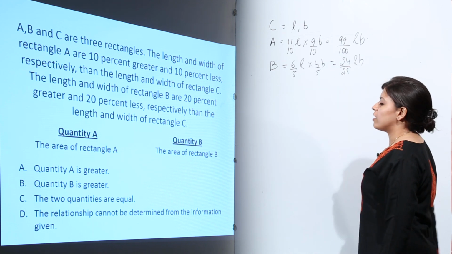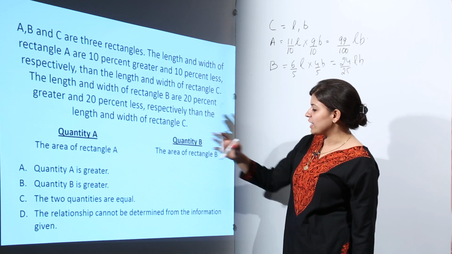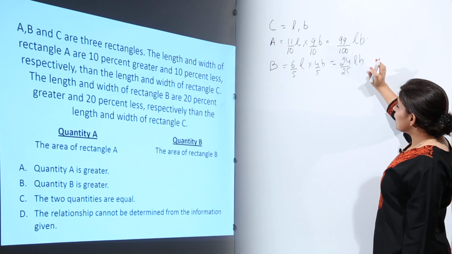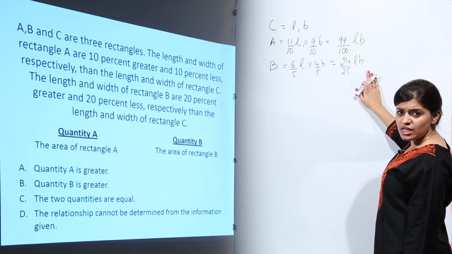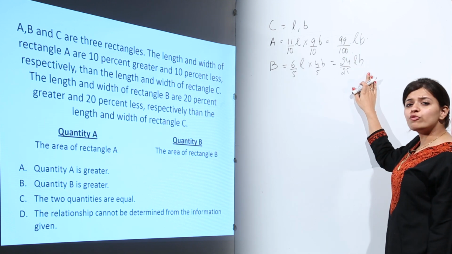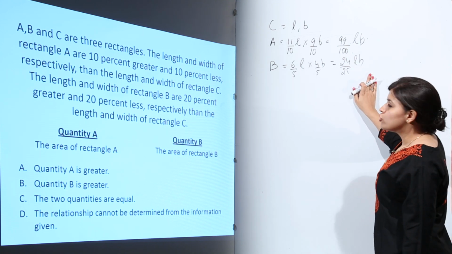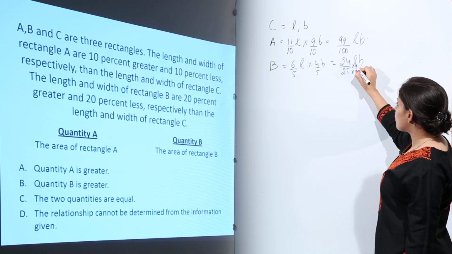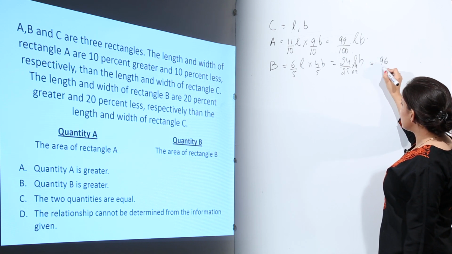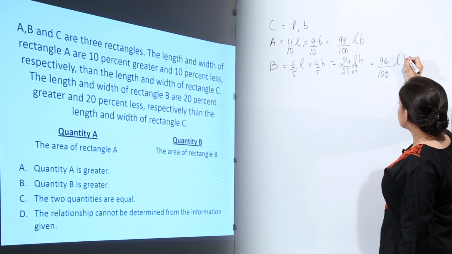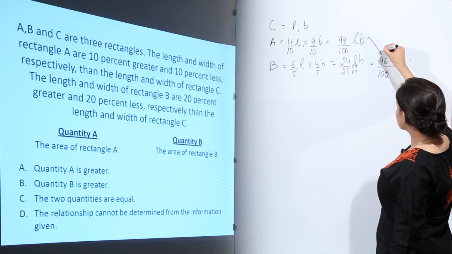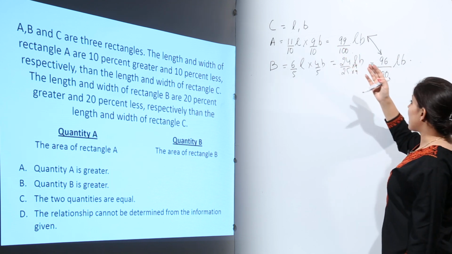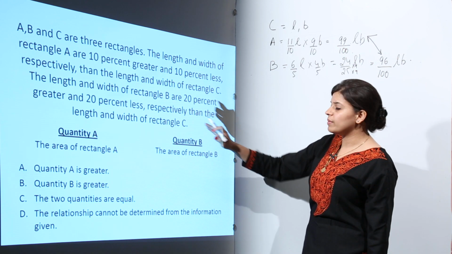So what do we have to compare? We have to compare the area of rectangle A and area of rectangle B. Area of rectangle A is 99 by 100 LB, area of rectangle B is 24 by 25 LB. So if you have to compare two fractions, we make the bases equal. To make the base of this value 100, we will multiply both the numerator and the denominator by 4, which will give us 96 by 100 LB. So now we can easily compare these two values, from which we can find out that the area of rectangle A is greater than the area of rectangle B. So in this case, quantity A will be greater than quantity B.